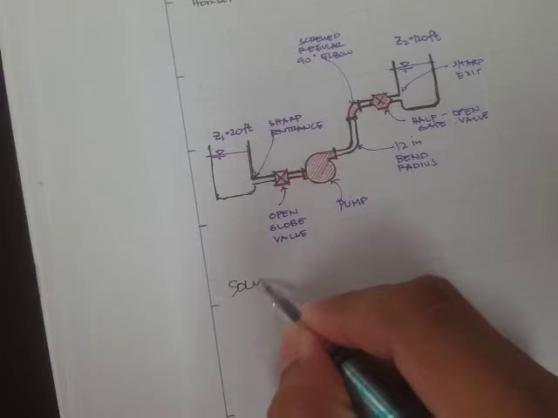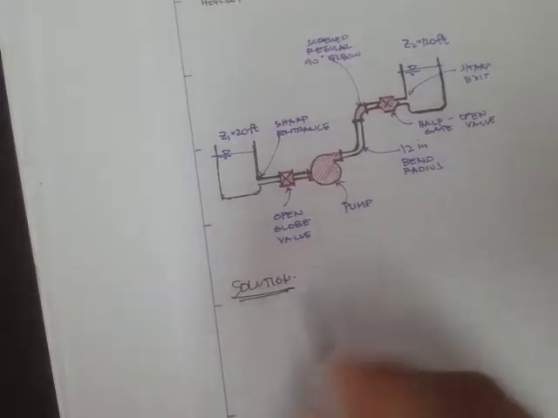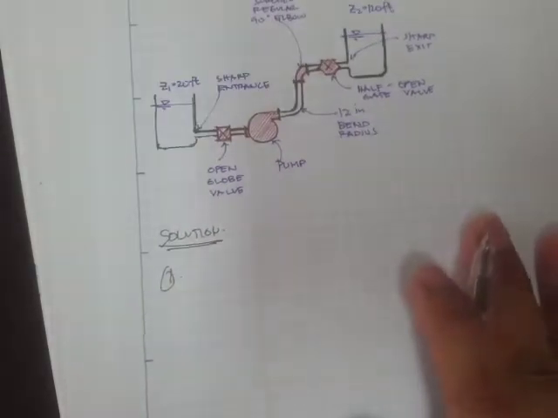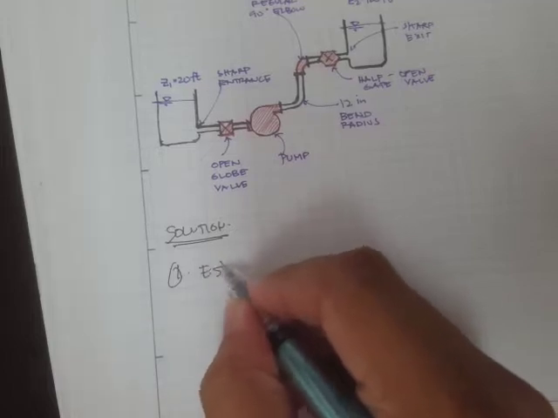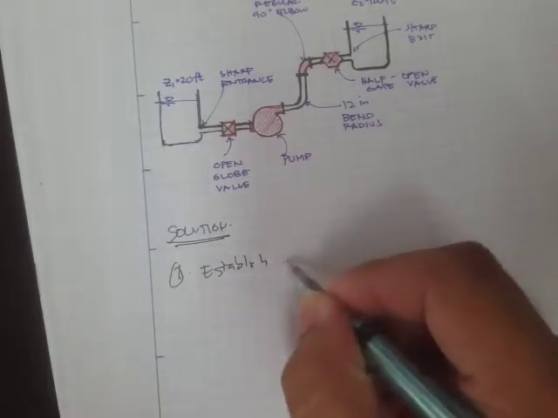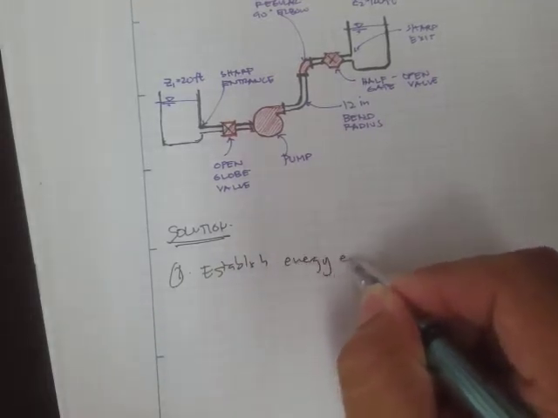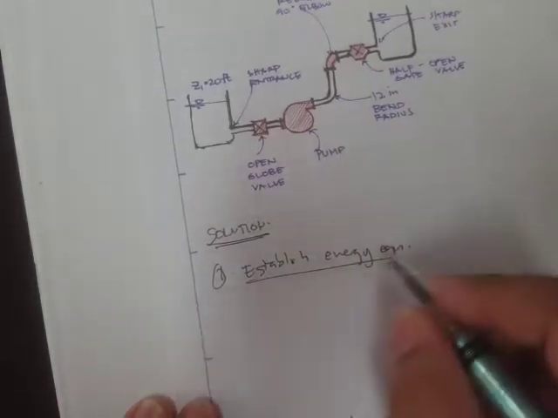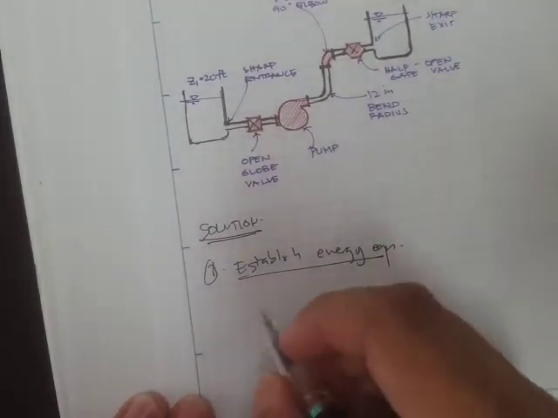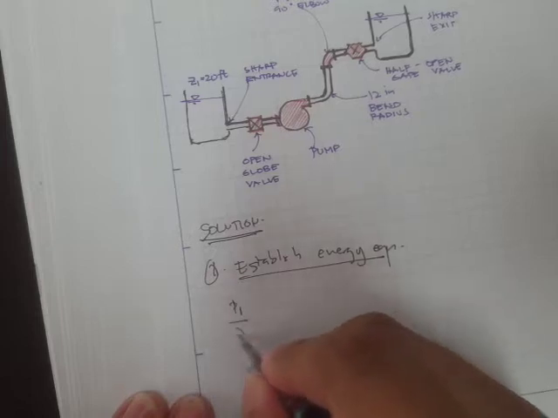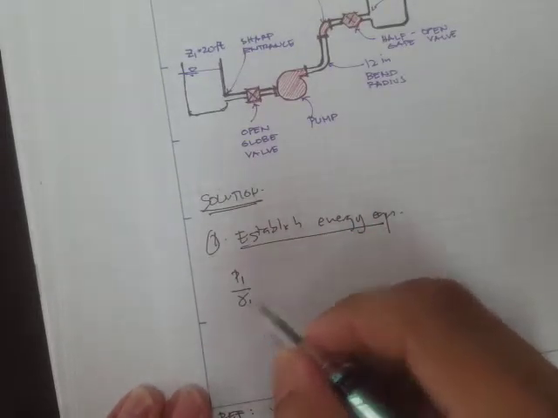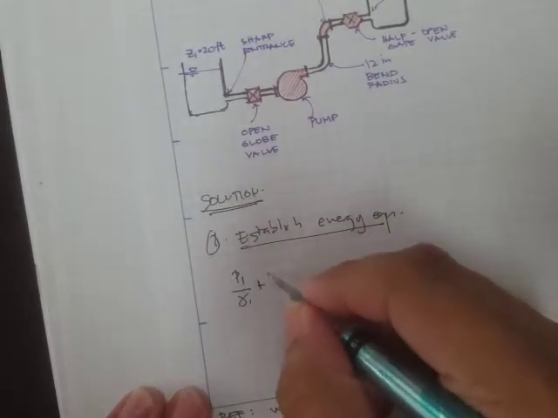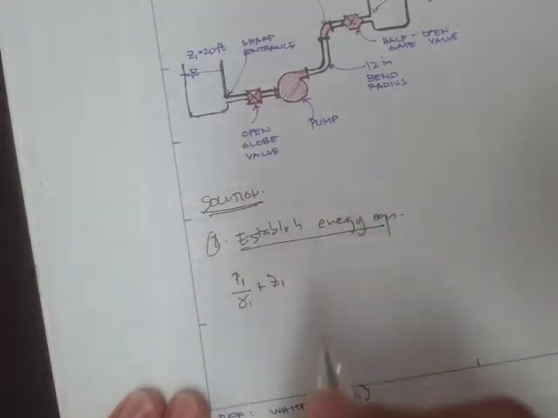So for the solution, we first have to establish the energy equation. In this problem, we have to take into account the presence of the minor losses. So first, let's establish the energy equation. That's P1 over the unit weight plus the elevation.